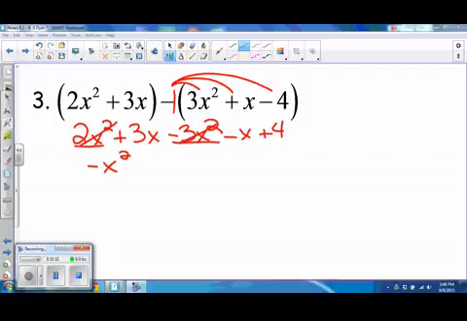3x and the negative x, because they're both x terms. Okay? So 3 minus 1 is 2. Good, Tito. So 2x. And what do we have left? Very good. Plus 4. Okay? So we're done.